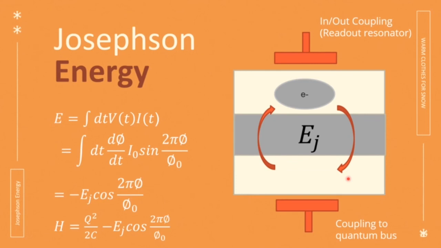This energy equation can be demonstrated using this EJ variable, using the fact that E is the integral of V(t) times I(t). And we can finally derive the equation that E equals negative EJ times the cosine function. Accordingly, we can readjust the Hamiltonian equation so that H equals Q squared over 2C minus EJ times the cosine function.